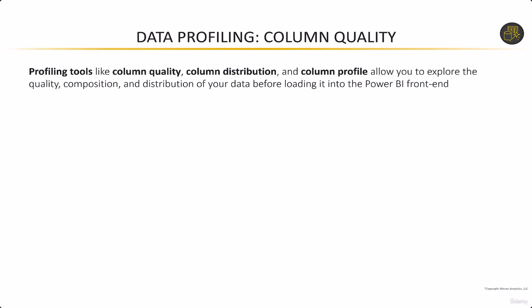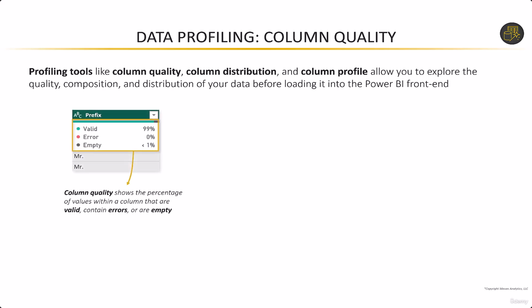Data profiling tools provide a visual way for you to explore your data and to get a sense of its composition. Each of the data profiling tools that we'll cover has slightly different options, layout, and purpose. Digging into column quality first, this is all about showing the percentage of values within a column. These percentages are broken down into three types: valid, error, or empty.